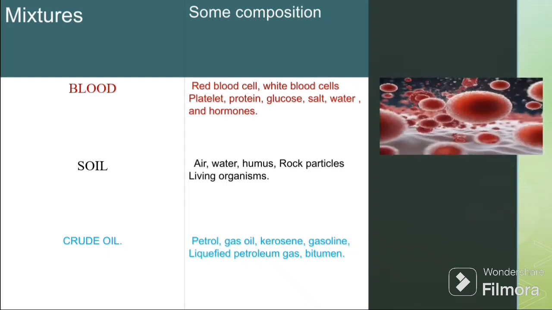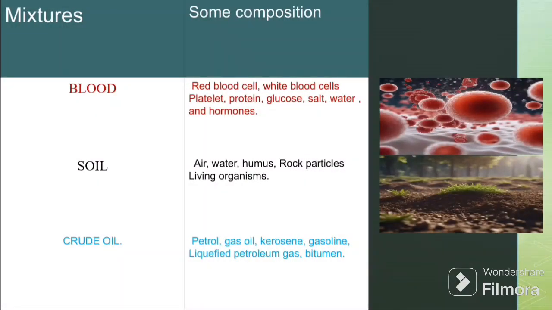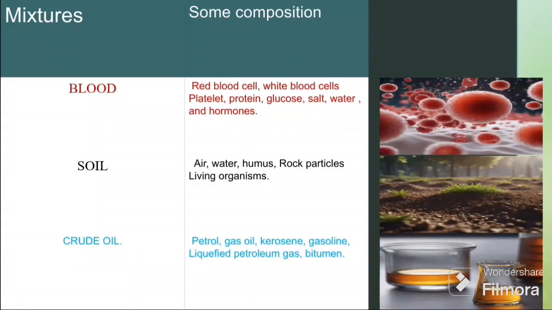Okay, so this is a typical example of blood. You can see the platelets, red blood cells. And this is an example of the composition of the soil. And this is crude oil. So that's just by the way, examples.